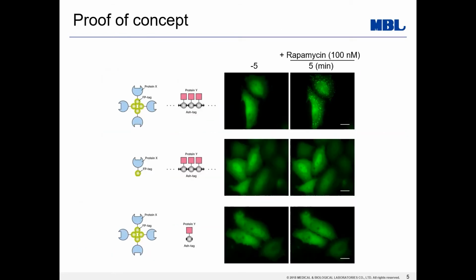If the multimeric tags are substituted with monomeric versions of tags, fluorescent puncta do not form. This is an example of mTOR and FKBP12 interaction. As you can see, fluorescent puncta were not detected even after addition of rapamycin if monomeric tags are used instead of multimeric tags, which means both multimeric tags are required for puncta formation.